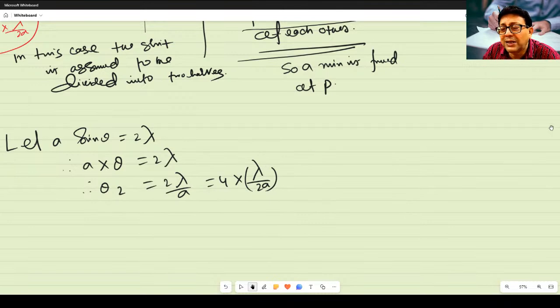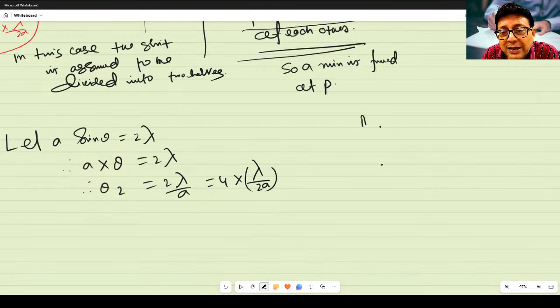Let us explain. We get minima, we get maxima, that only we are explaining. When it is a multiple of lambda, then we can prove that minima will be there. Again, in this case also, formation of minima, let me explain.